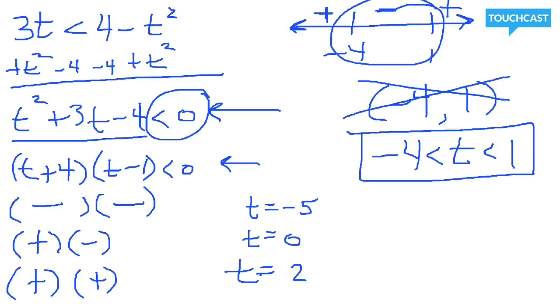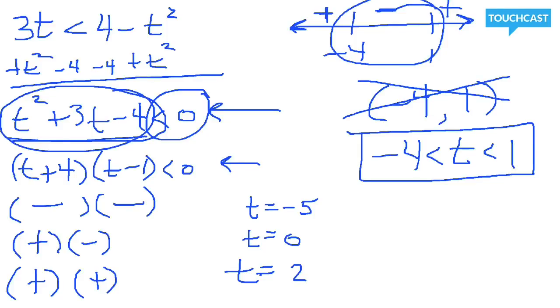Okay, so wait a second. We just had two problems in a row where the middle section was our answer. So it's not totally a coincidence. One of the patterns I want you to think about is the graph. If I were to graph t squared plus 3t minus 4, so y equals t squared plus 3t minus 4.